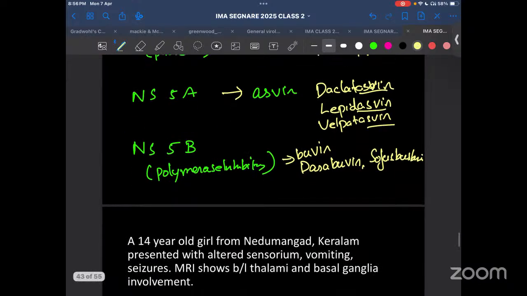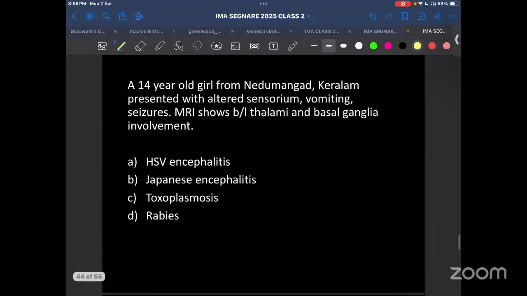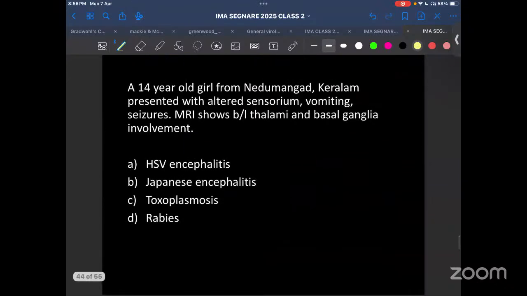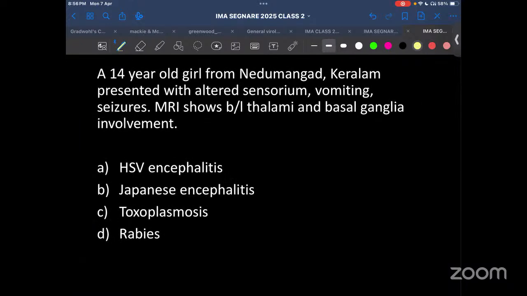Okay, so now we move on to our next topic. A 14-year-old girl from Nedumangad, Kerala, presented with altered sensorium, vomiting, seizures. So what is this? This is encephalitis. MRI shows, this is very important, MRI shows bilateral thalamus involvement and basal ganglia involvement.